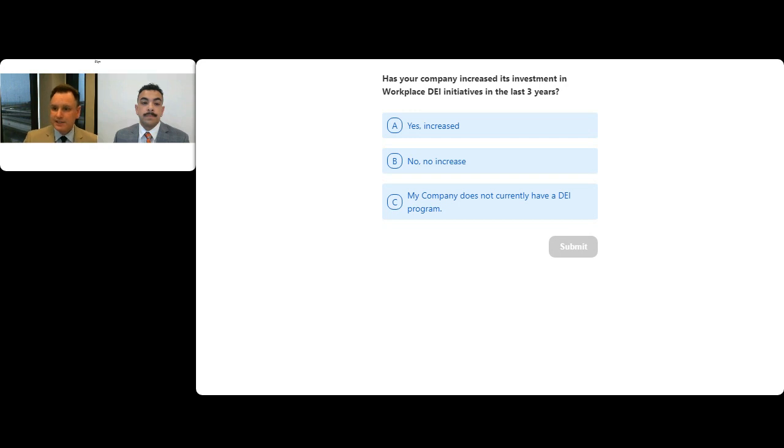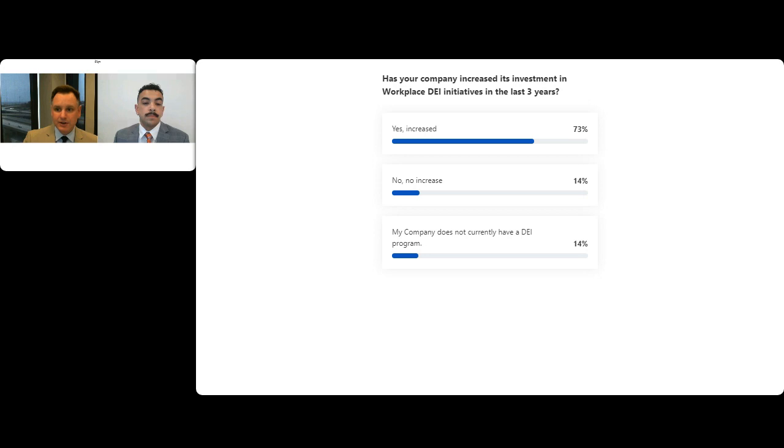So let's see what we've got. Yes, and this doesn't surprise me, more than 70% of our attendees here have increased their investment in workplace DE&I over the last 3 years. That's consistent with what we've seen.